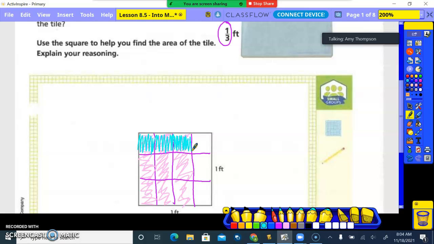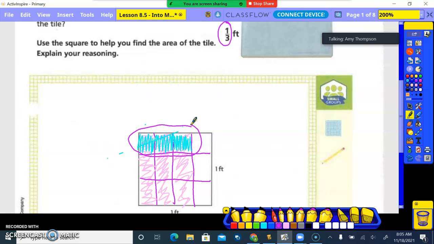So we did 1, but you're only doing 1 row of the ones that have been colored in. You're not going to do this one over here that doesn't have anything in it. Okay? So this right here represents what we have colored in twice. So that's darkly shaded and lightly shaded.